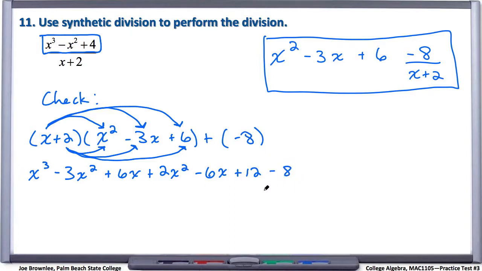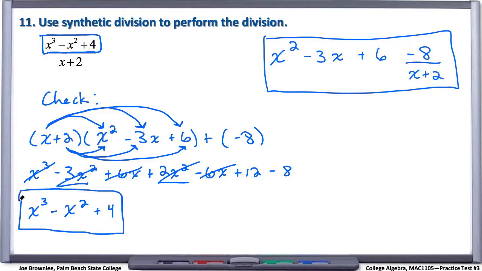So now let's go through and combine our like terms and see what happens. It looks like this is the only cubed term, so we'll bring that down. So that's x cubed, and we'll cross it out so we don't accidentally reuse it. Now let's look at our squared terms. We have negative 3x squared plus 2x squared, and it looks like that's it. So negative 3x squared plus 2x squared is minus x squared. We'll cross those out. We have positive 6x minus 6x, so that goes away. And then finally, positive 12 minus 8 is plus 4. And so we end up with x cubed minus x squared plus 4.